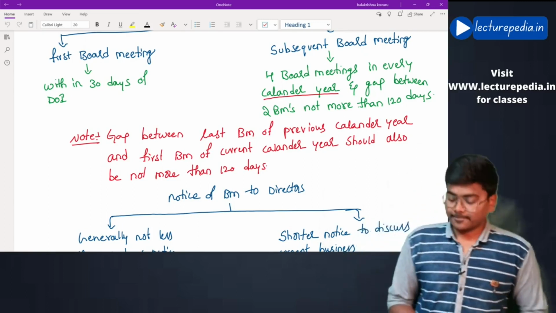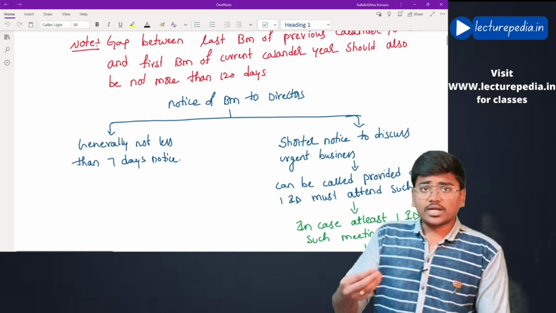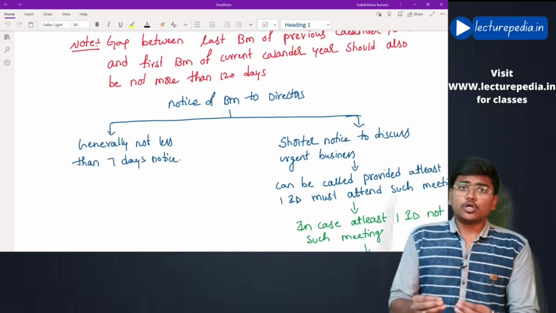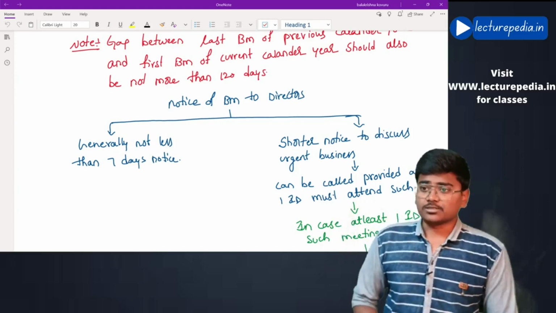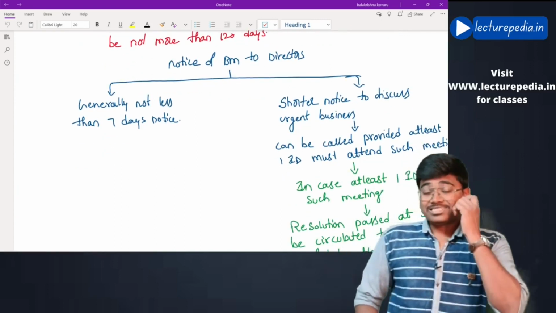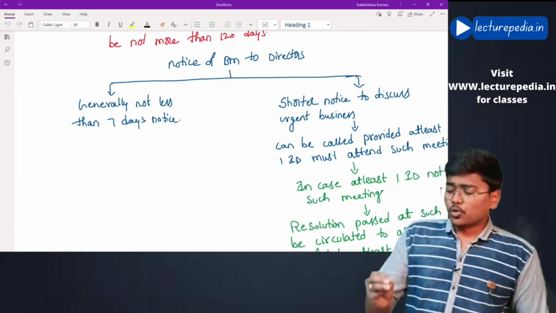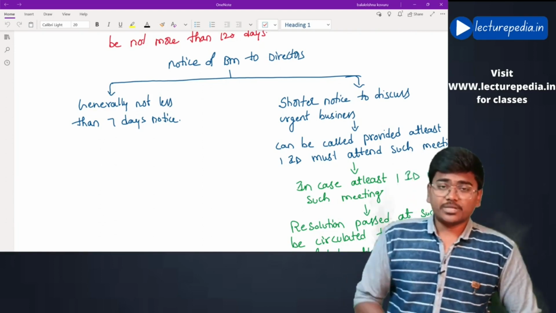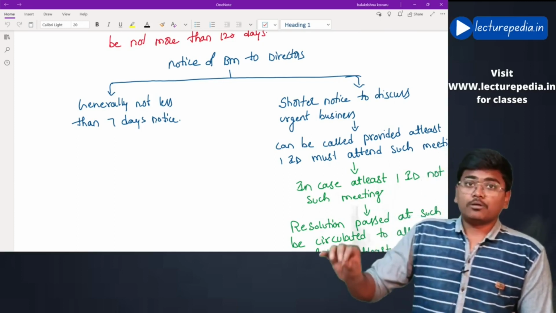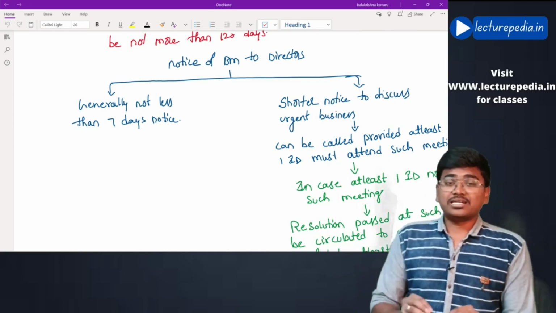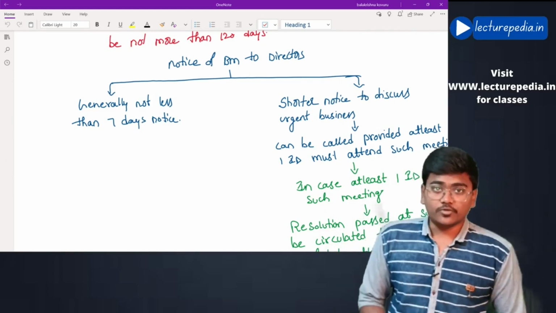Hope that is clear. Next, now if you want to conduct a board meeting, you have to issue a notice. Okay, notice has to be given to all the board of directors. Now what is the time limit for giving the notice? Generally the notice relating to board meeting must be given at least 7 days before the conducting of board meeting. That is a general rule, but however shorter notice can be given.